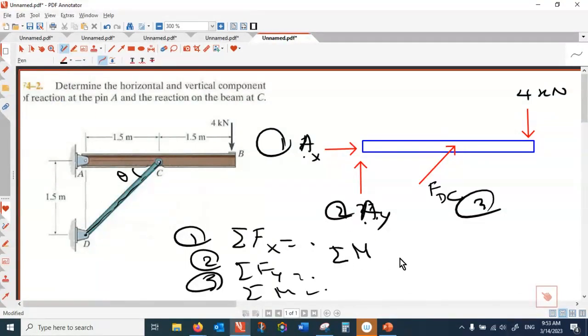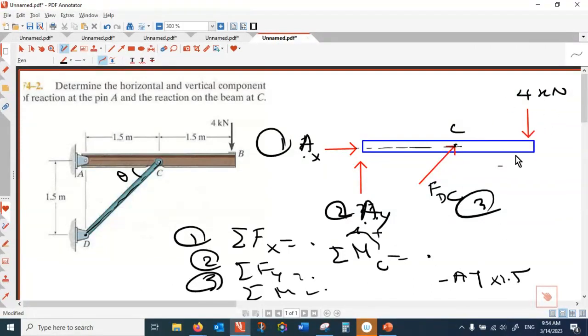Net rotation with respect to the C equal to 0. And I assume that this is a positive direction of rotation, counterclockwise. So FDC is passing through point C. It doesn't make any rotation. And this one also passes through the C, doesn't make any rotation. And the only forces which make rotation are AY and 4 kilonewton. So AY rotation is minus AY times 1.5.